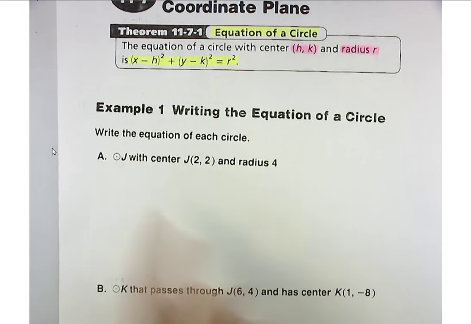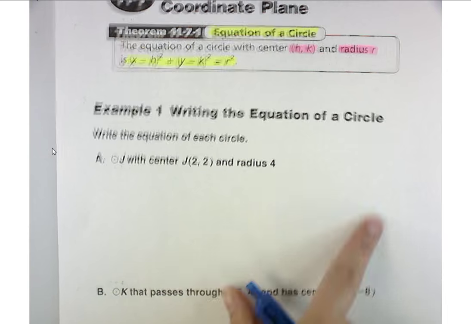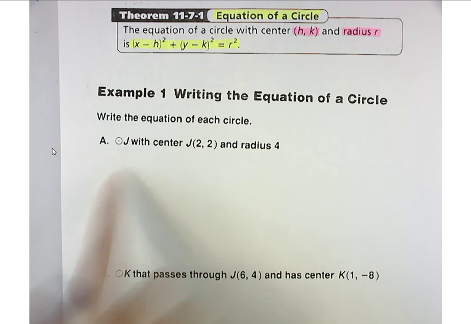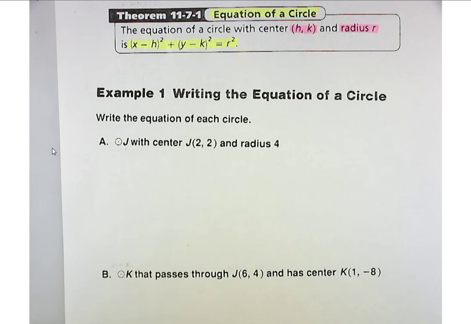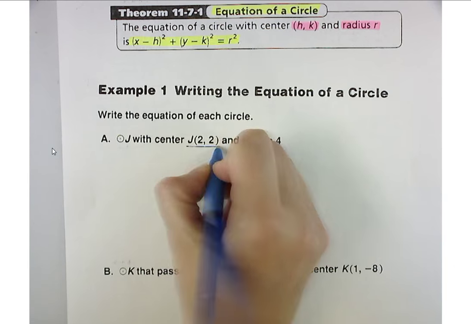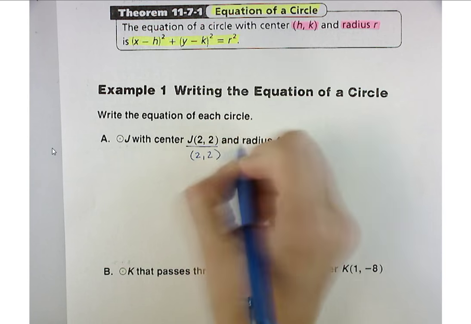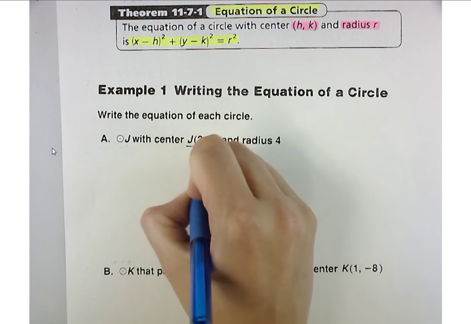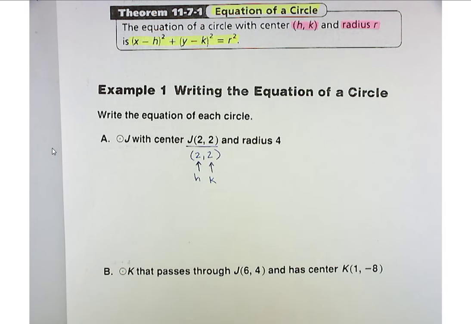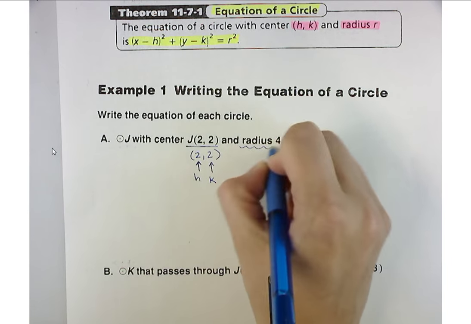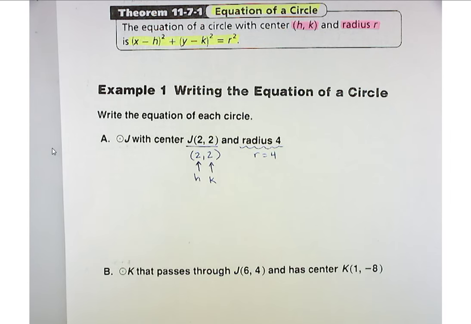So we're going to write an equation of each circle here. So this is circle J, and it gives you the center (2, 2) and the radius of 4. So if the center of J is (2, 2), then that means your h value is 2, and your k value is 2. And then the radius of 4 means you're going to substitute 4 in for r.